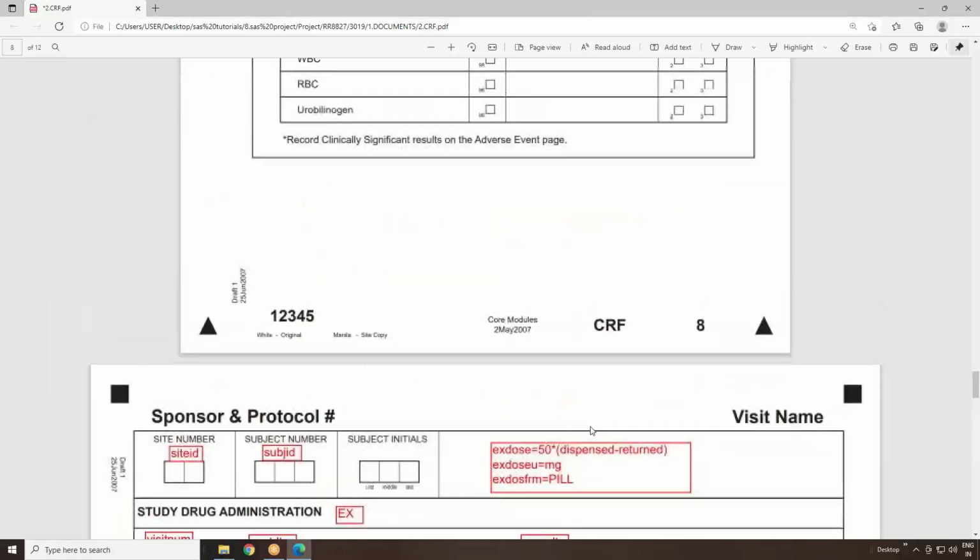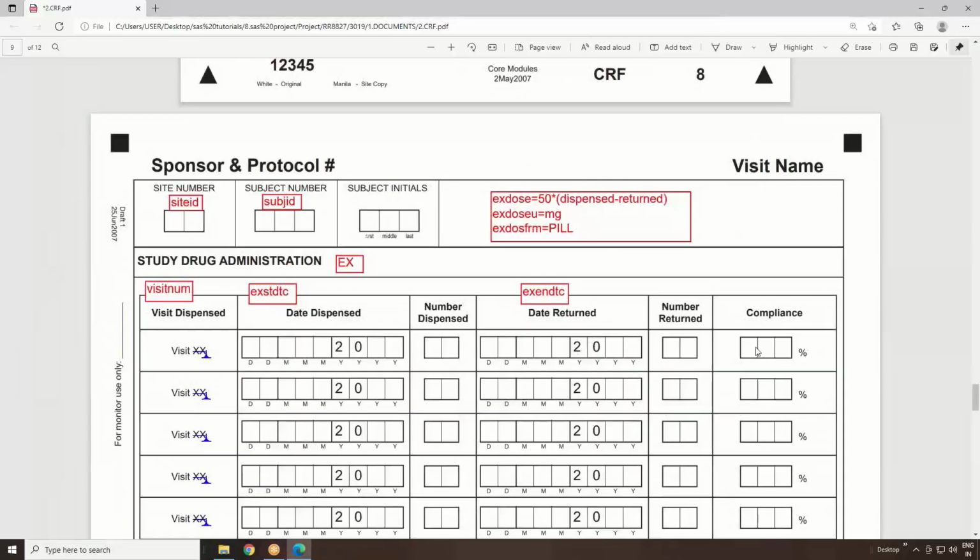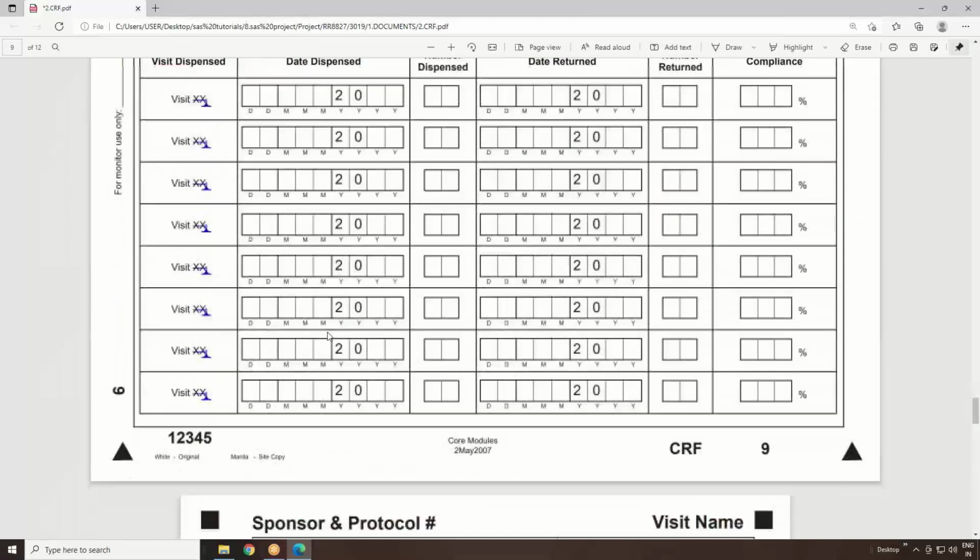and the remaining 10 he is returning. So when he returns them, what is the date, and what is the compliance? If the patient swallowed all 20 tablets, that is 100% compliance. If only 10 tablets were consumed, you will get 50% compliance. Like that, you can get all these reports, and all the dosage information, in the exposure data set.